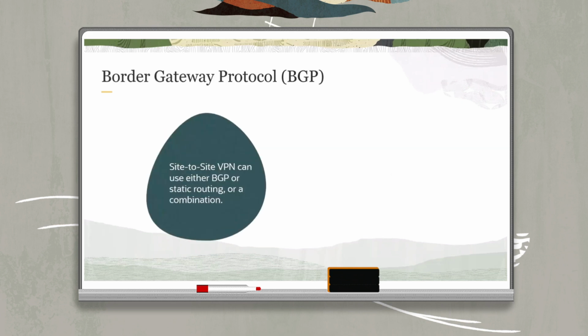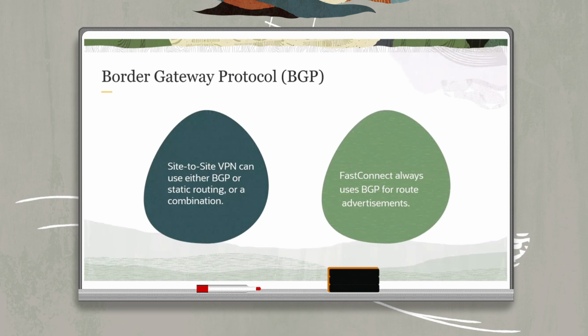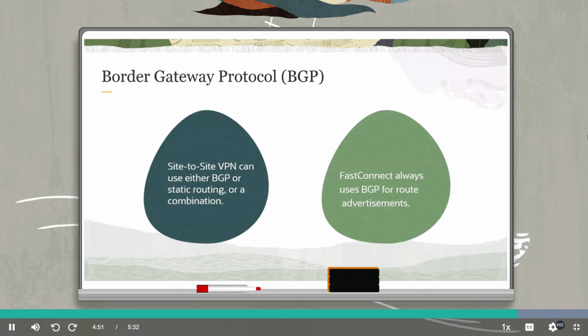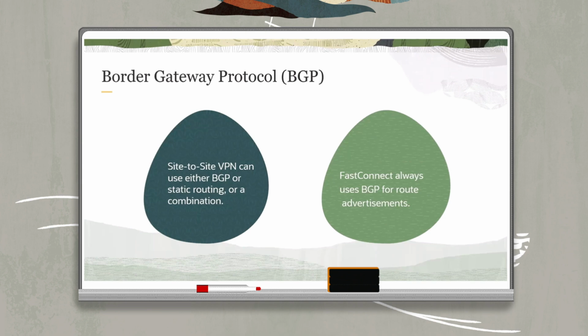So why is BGP important from an OCI standpoint? We know that in OCI, there are two ways in which you can connect to your on-premises network. The first is through site-to-site VPN, and then the second option is using Fast Connect. So if you are using site-to-site VPN, it can use either BGP or static routing, or it can also be a combination of both. But in case of Fast Connect, it always uses Border Gateway Protocol for route advertisements.